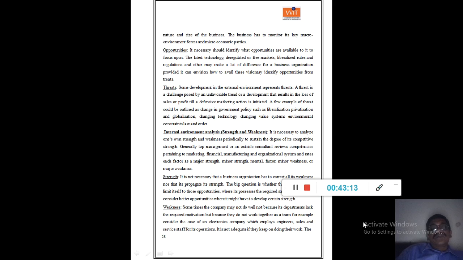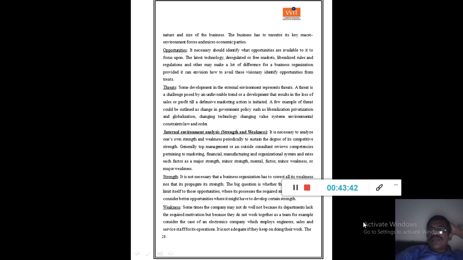For example, you take COVID-19. It's a threat to the business community nowadays. So unless and until a defensive approach like a medicine for curing COVID-19 or a vaccine has been found, it's always a threat for the business undertakings.